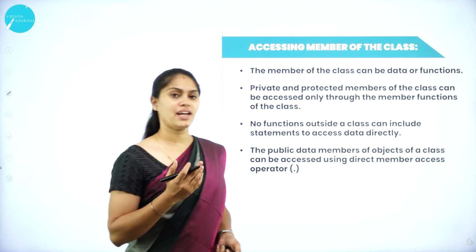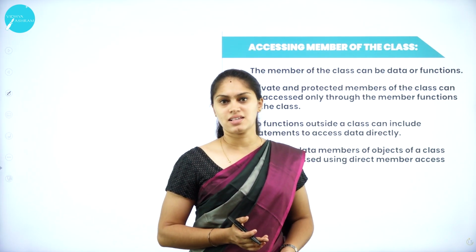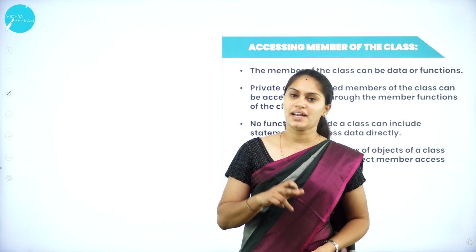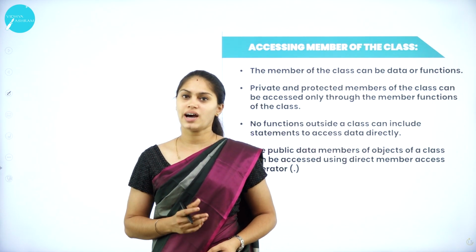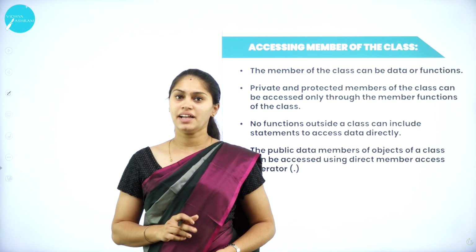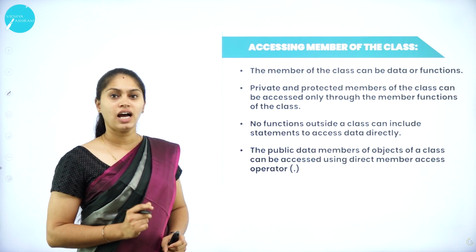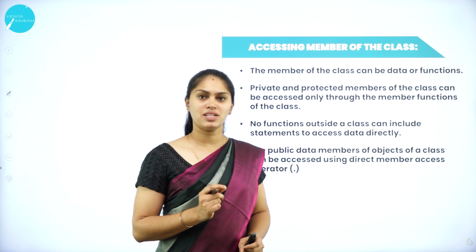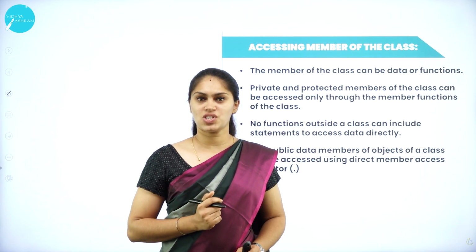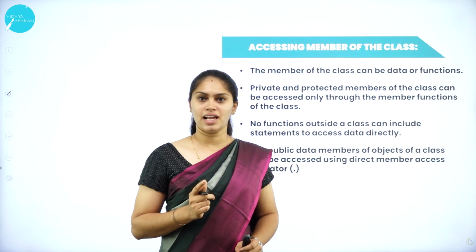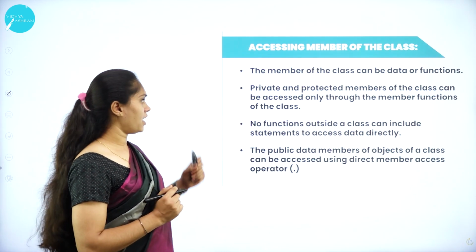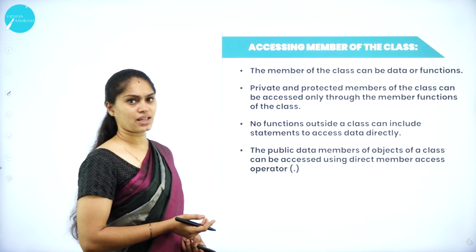Then how can I access the members of a class? What are the members here? Data members and member functions. Both are members of a class. Then how can I access them? With the help of the dot operator. How can I access the data members or member functions of a class? That is with the help of the dot operator. Here you can see what this member comprises of.